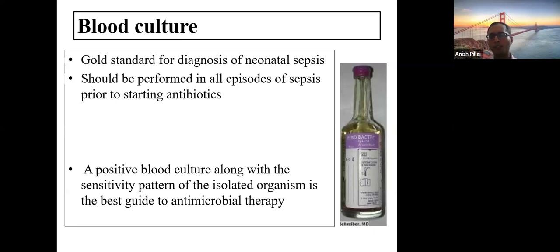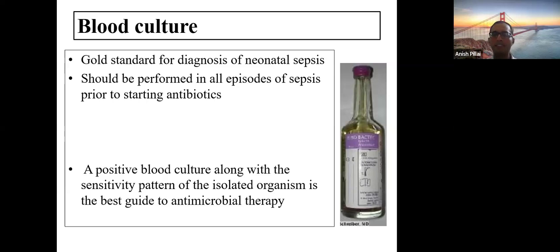A few things about the culture. So this is a Bactec bottle that you can see, which has a liquid culture medium. So this is very important because this acts as a special medium where bacteria can grow easily. And the blood volume is also important. So typically we say that at least, for a preterm baby, you should take 1 ml. And for a term baby, you should take around 3 ml of blood for a culture, so that there is a higher chance of growing the organism.